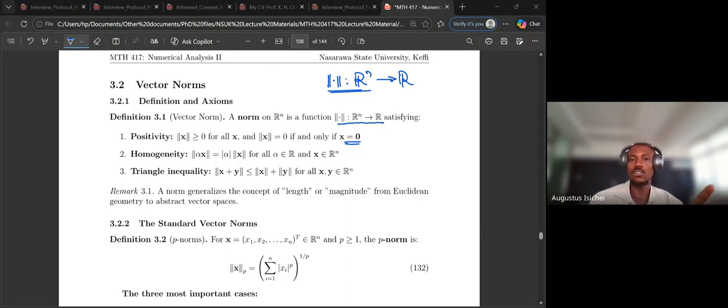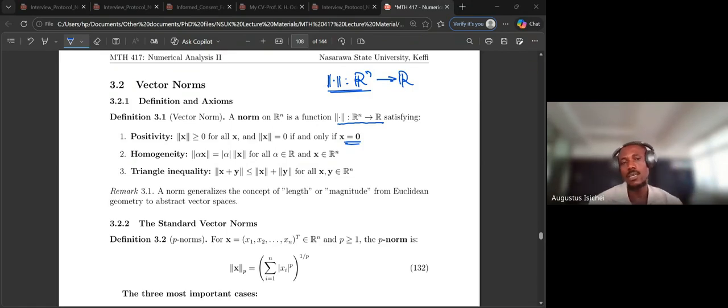So you see any function in Rn that maps elements of Rn to R. Before you conclude that that function is a norm or is a vector norm, the first thing you have to look out for is what? Is the positivity property satisfied? And how do you define the positivity property? When you take the norm of the vectors in that space, are they always going to be greater than or equal to 0?